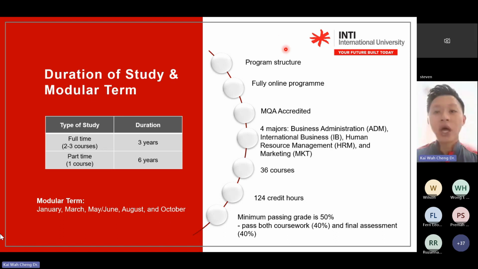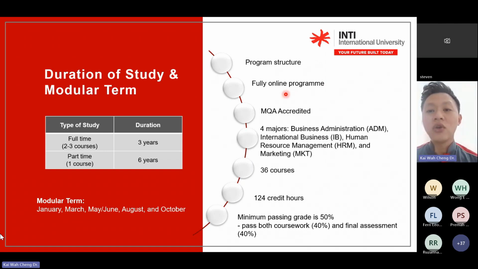So throughout this briefing session, we will get to know your program structure. I think this is very important, because you are now at a university level. So you should know how to manage your academic progress, right? So I will introduce your program structures to you in the following slides.